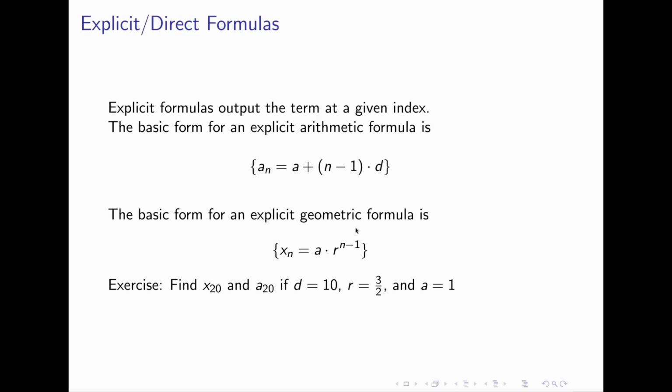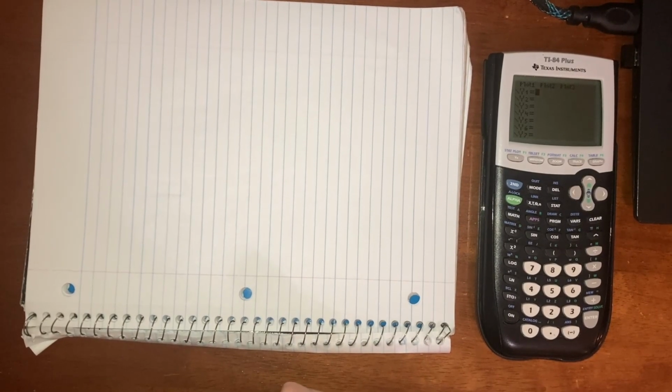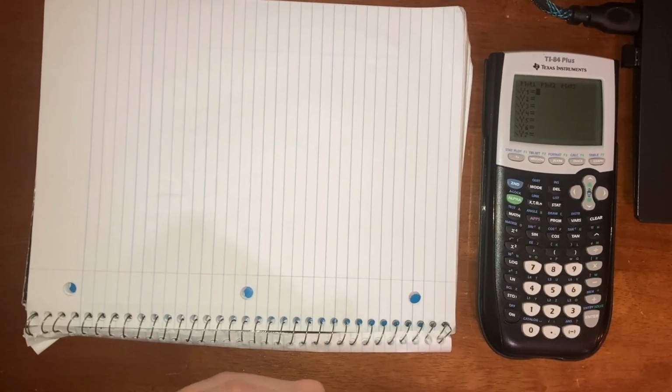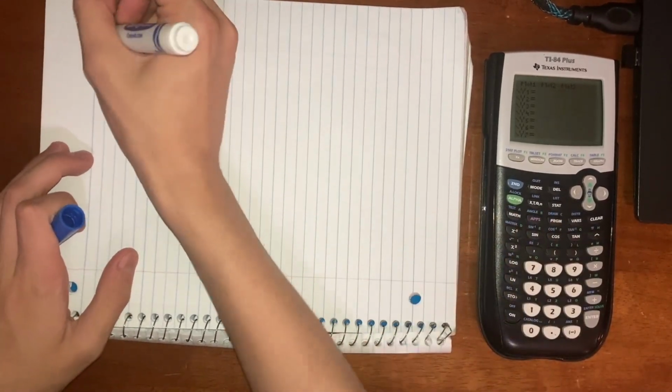So for an exercise, find the 20th terms of both of these sequences. If the common difference is 10 for the arithmetic sequence, the common ratio is 3/2 for the geometric sequence, and the starting value for both sequences is 1. For this final section of the video, we'll be doing it all on paper. So first, for the example, you must find the 20th term of 2 sequences.